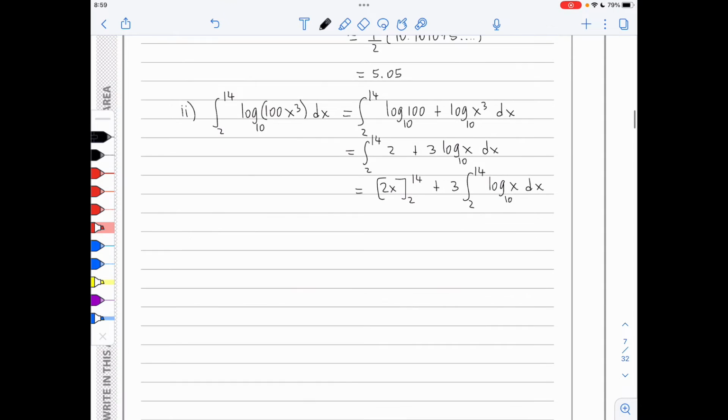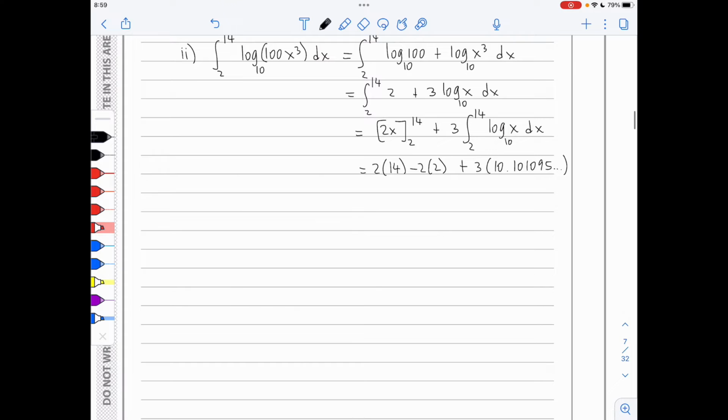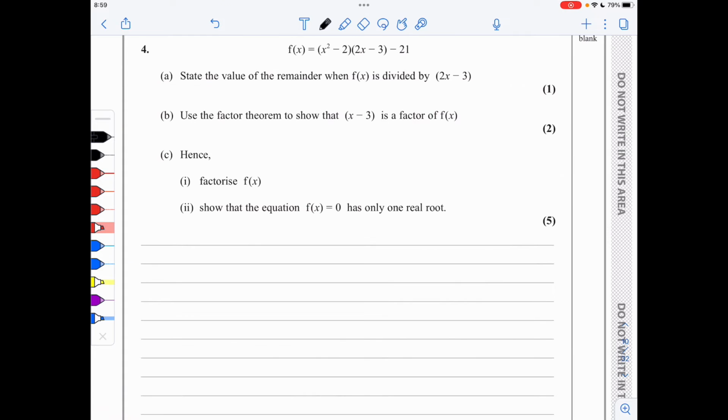So I will substitute the upper and the lower limits. 2 times 14 minus 2 times 2 plus 3 times the answer we had from the trapezium rule. So once more I'm using full accuracy, and this leads to an answer of 54.30.